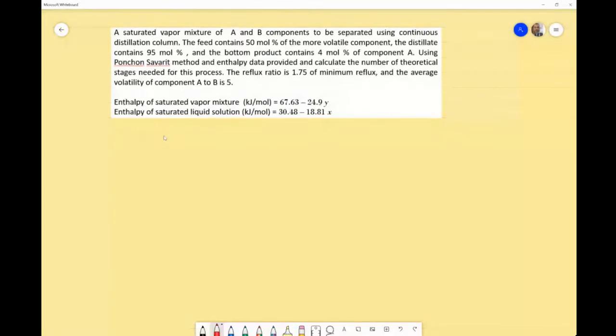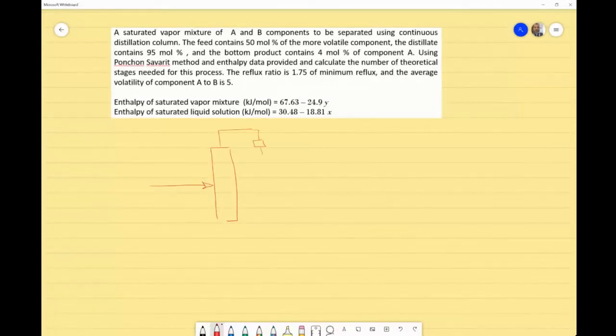Let's assume this is your distillation column. This is your feed, this is your condenser, and this is your partial reboiler. As I said before, usually we have partial reboilers in most applications. And these are the stages that we try to determine.